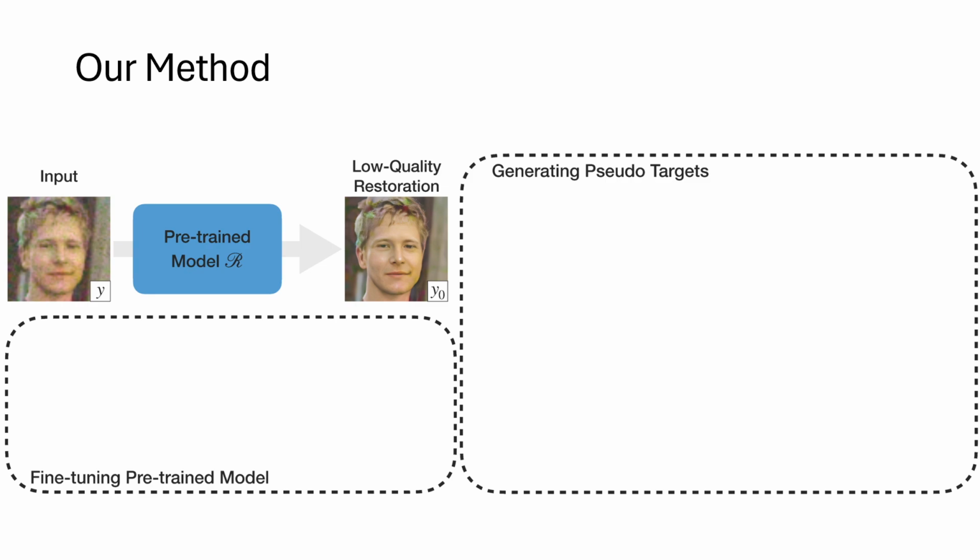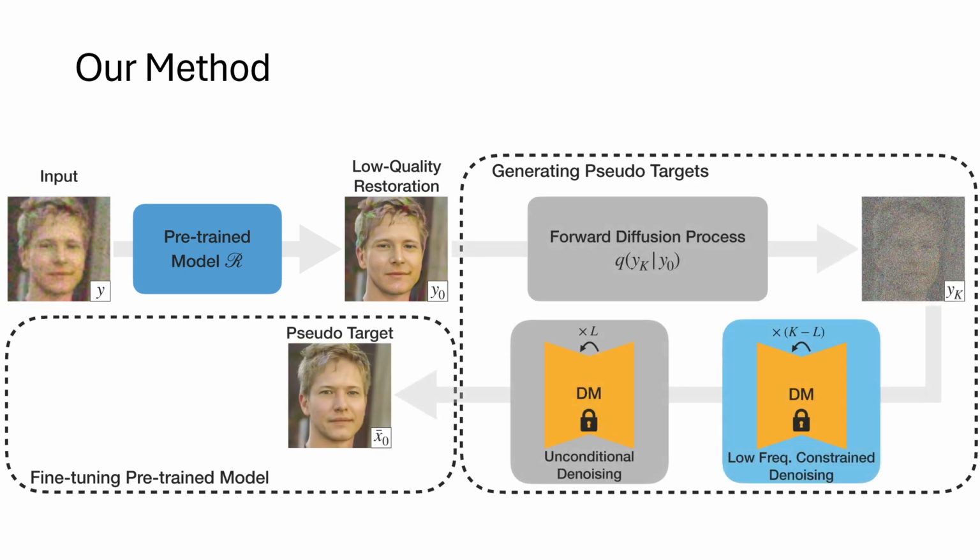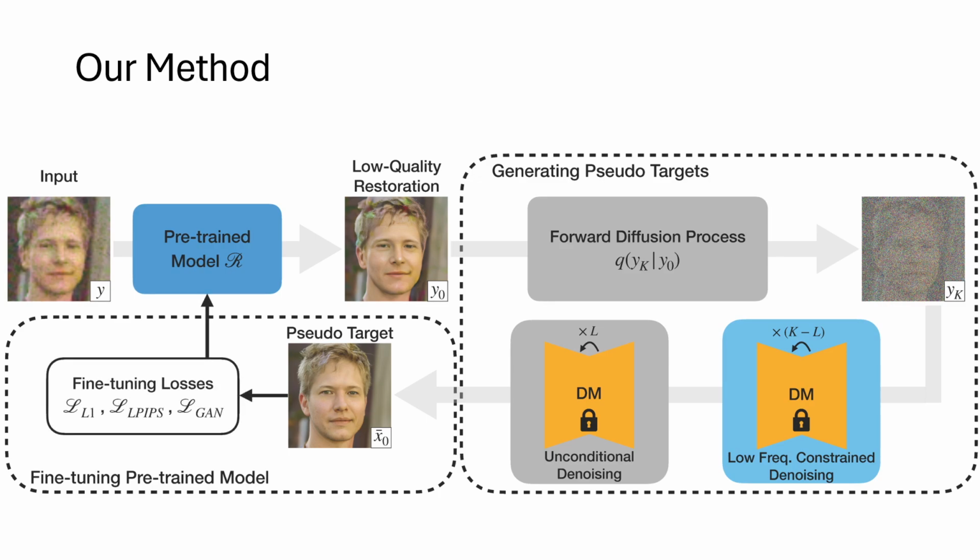Given a pre-trained restoration model that produces low-quality restoration outputs, we first generate pseudo-targets using a pre-trained unconditional diffusion model. Specifically, it has a combination of low-frequency content-constrained denoising in early time steps and unconditional denoising for the rest of the steps. The generated clean images can be used as pseudo-targets to fine-tune the pre-trained restoration model, without the need for real ground truth images.